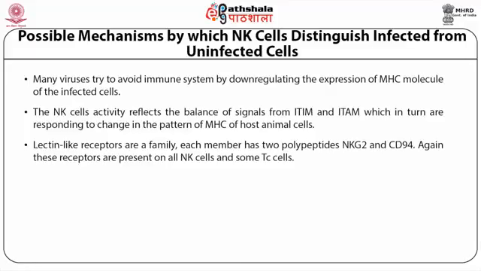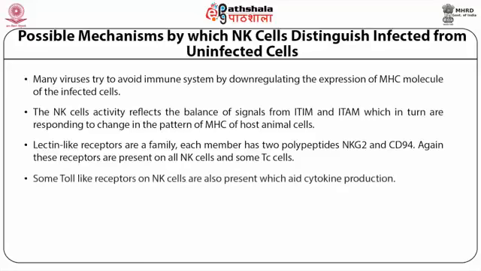Again, these receptors are present on all NK cells and some TC cells. These receptors recognize leader peptides of MHC molecules. This also serves the purpose of detecting loss of MHC molecule by a cell. These receptors also are regulated by their cytoplasmic tails. Some toll-like receptors are also present on NK cells, which aid cytokine production.